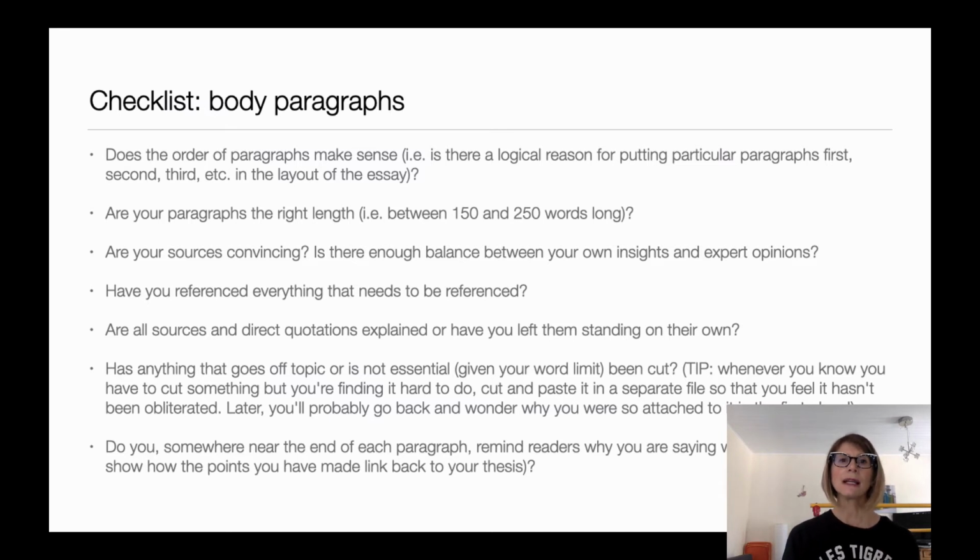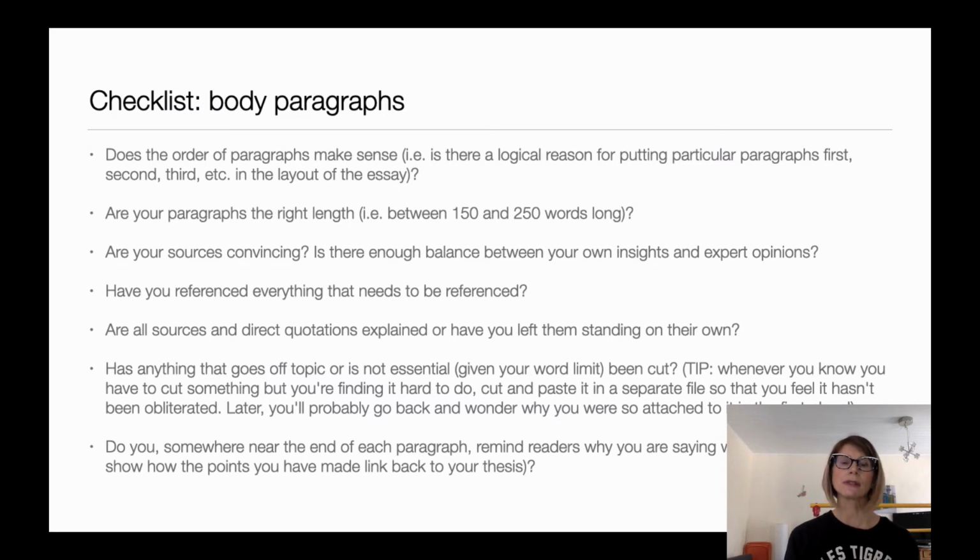Are they also the right length? I've said here, they should be between 150 and 250 words long. So, on average, about 200 words. As I said before, some are a little bit shorter, some are a little bit longer, depending on your style. And that's no problem, but they should not be any shorter than 150 words, because it's impossible to develop an idea in under 150 words, really. So they need to be long enough for you to establish the key idea of your paragraph.